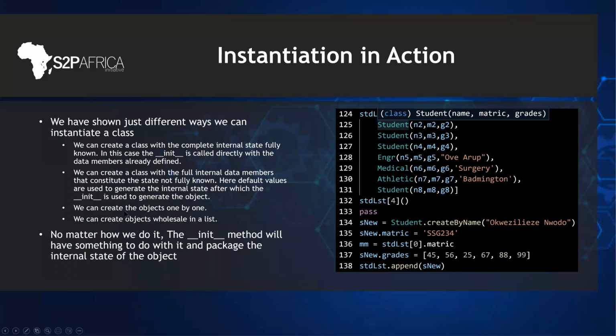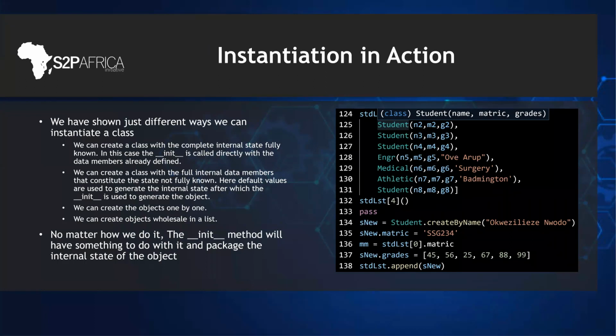We can create objects one by one. We can create objects wholesale, like in a list. A list is not the only way to create objects wholesale, but that is one way to do it. No matter how we do it, the init method will have something to do with it and package the internal state of the object. So what does the init method do? It creates the internal state of the object. So ordinarily when your program starts, you know that there can be students. Students can have name, students can have matric number, students can have mark in 6 subjects. But what does init do?